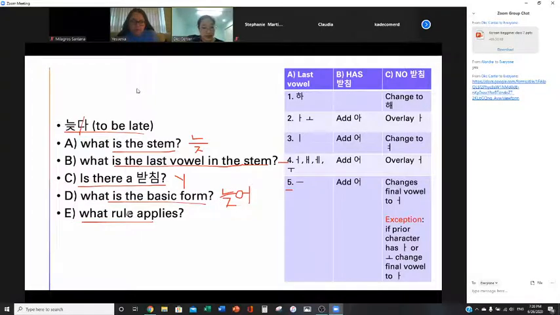I'm going to go straight over to letter E, since it makes it easier. So what rule applied? It's 5. And then you look at the last vowel right here, and then the basic form, it has a pachim, right? So therefore it adds 어. So 늦어.